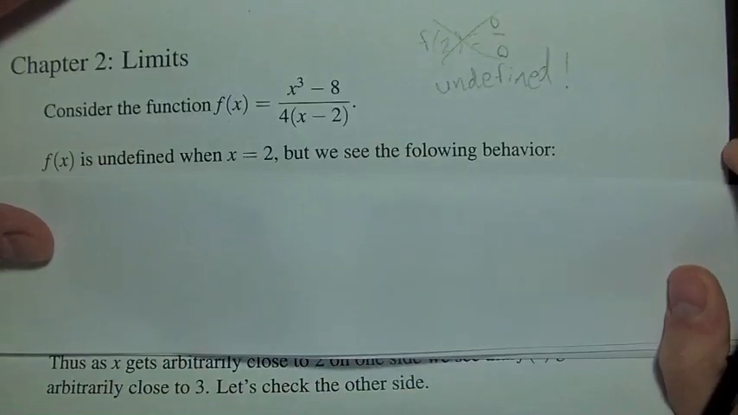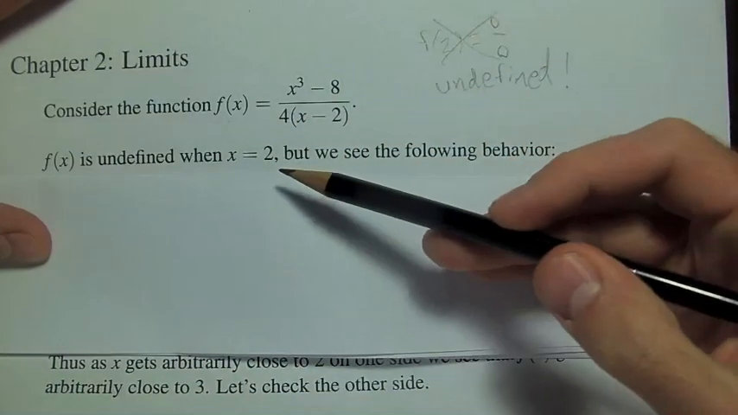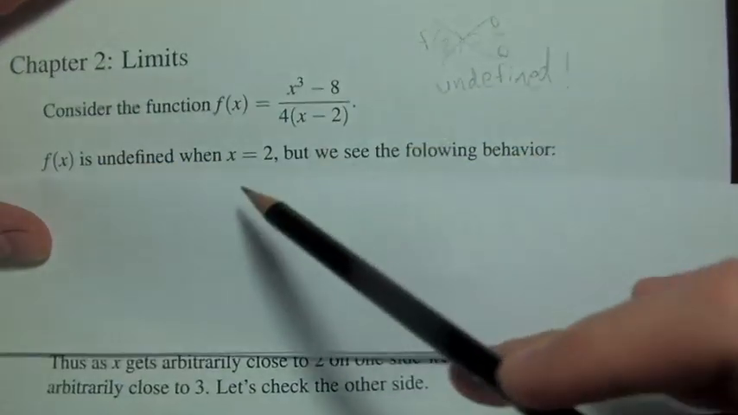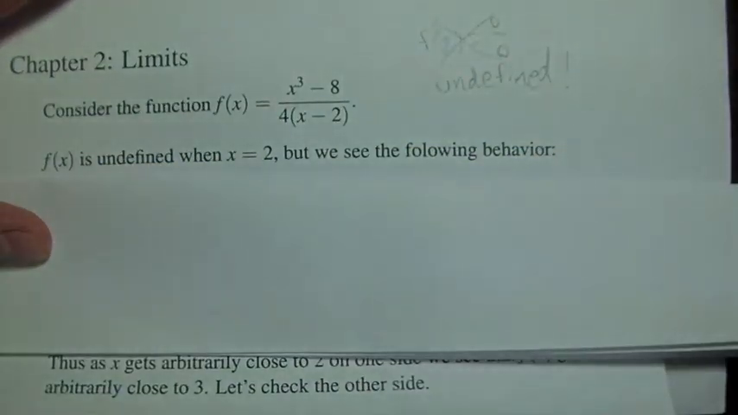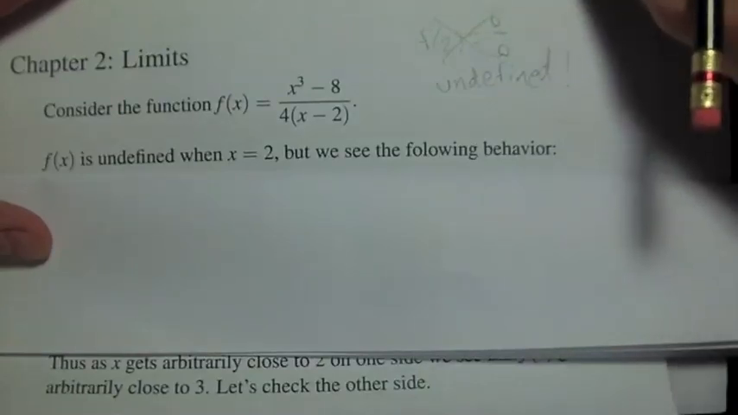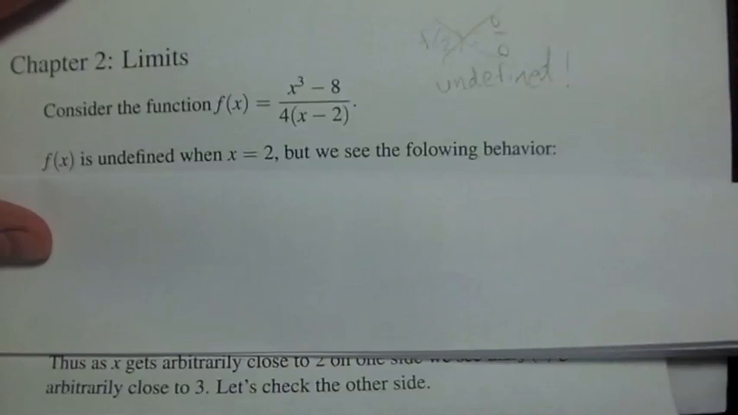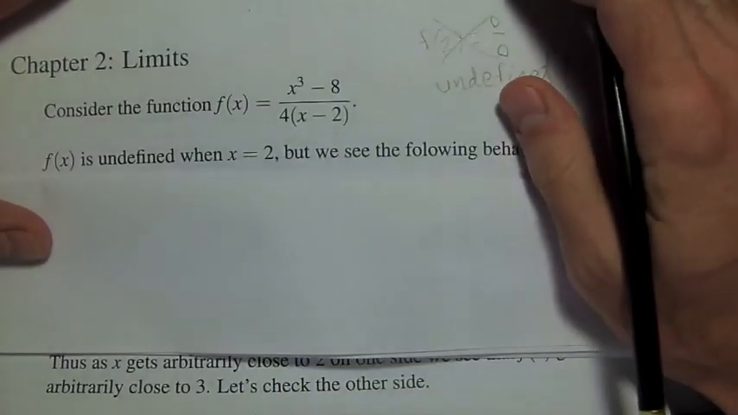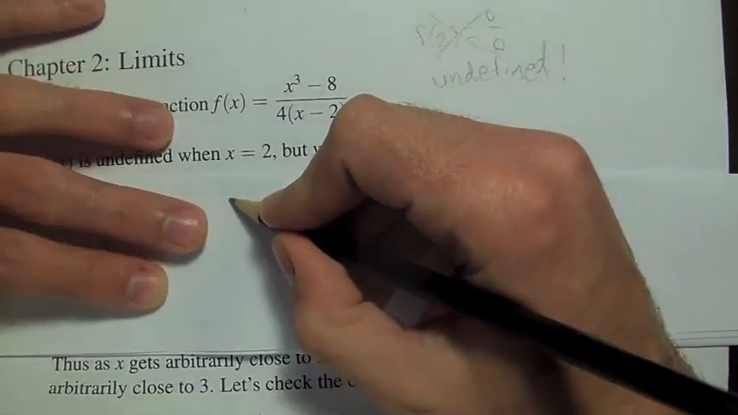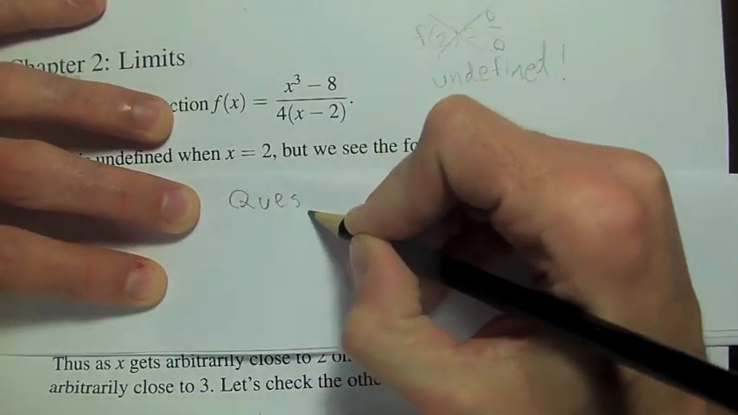Right? So, as is written right here, f of x is undefined when x is equal to 2. Okay? But as I mentioned before, limits help us approach this in a different way, help us actually describe the behavior of what's going on. So that's a motivating question here.